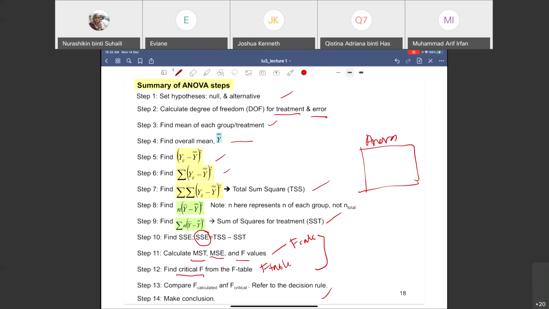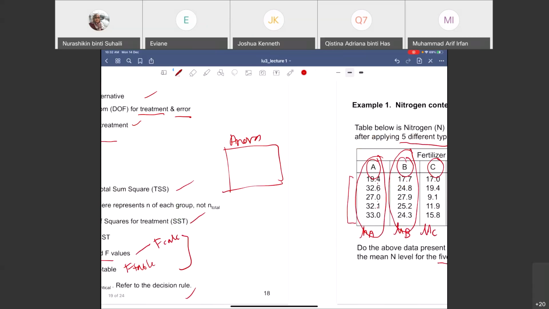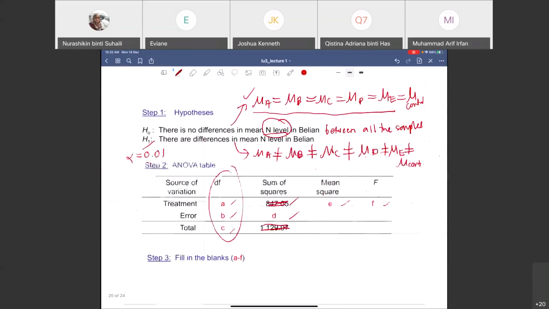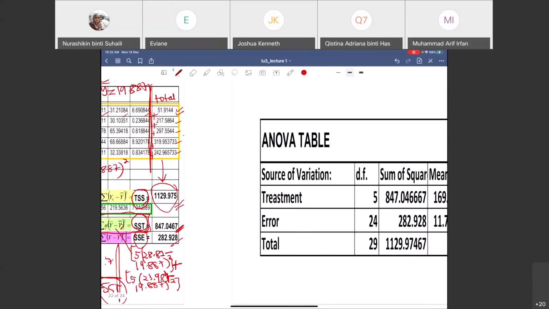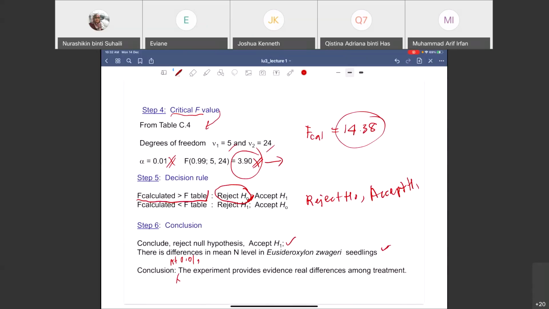When you make a conclusion, you have to be specific with the problem. What the problem is all about, what sample. You have to mention it specifically. So that is what the ANOVA test is all about. I've given you an example, and I hope that's clear. Any question before we discuss?